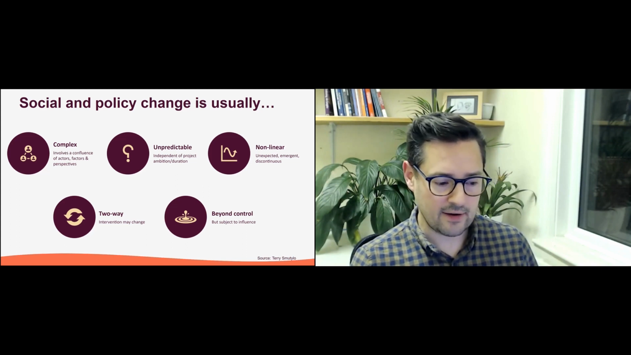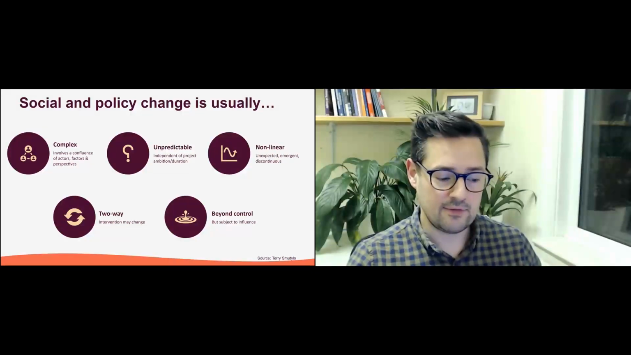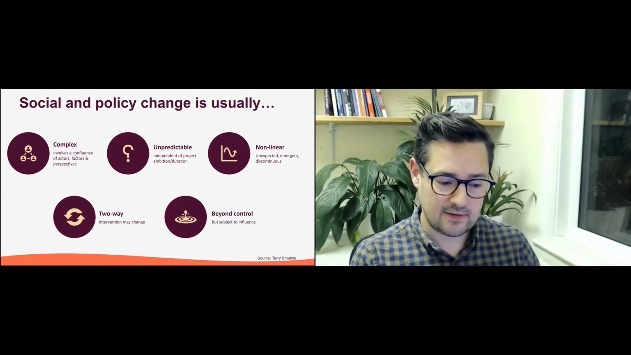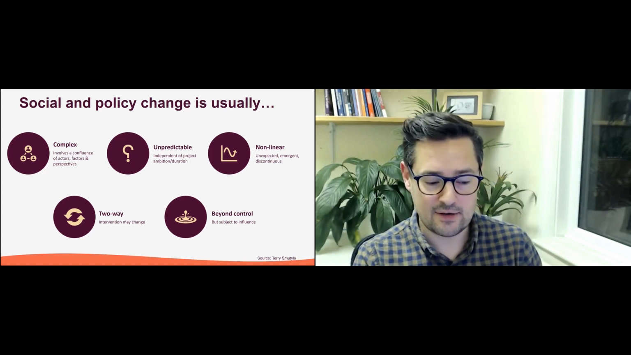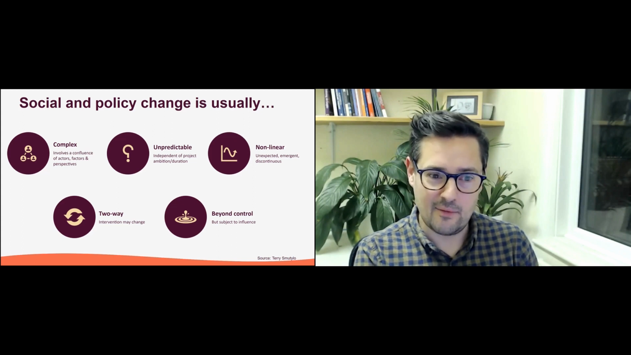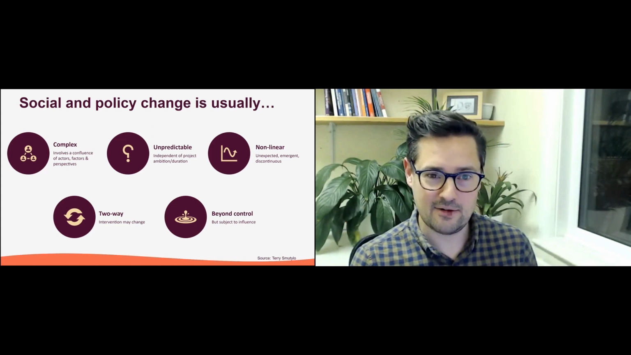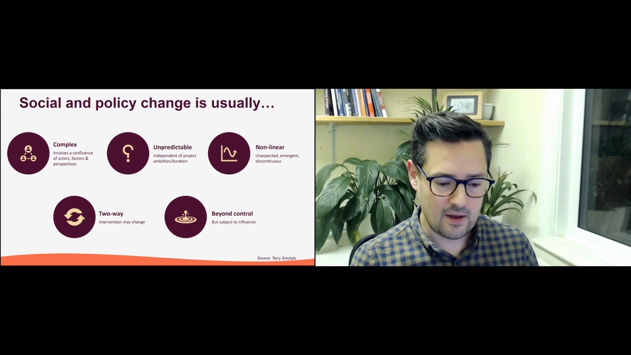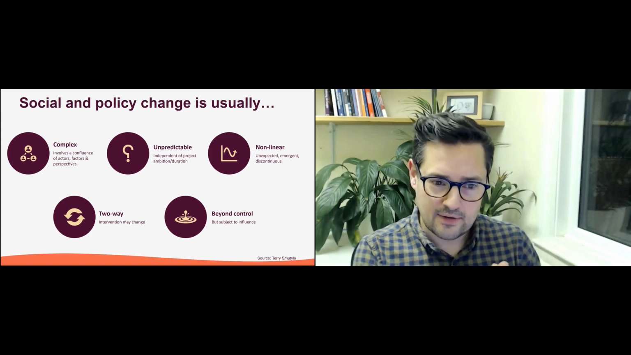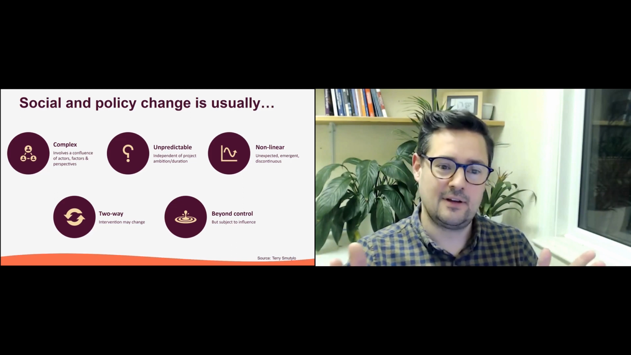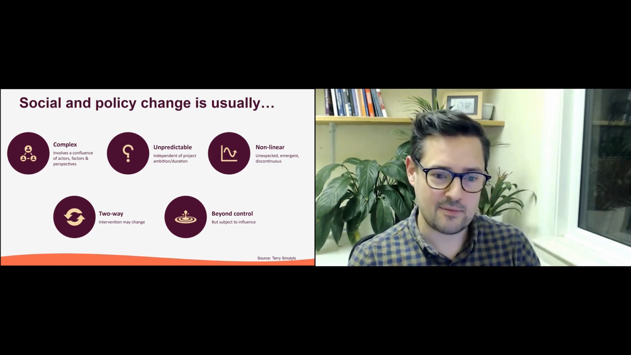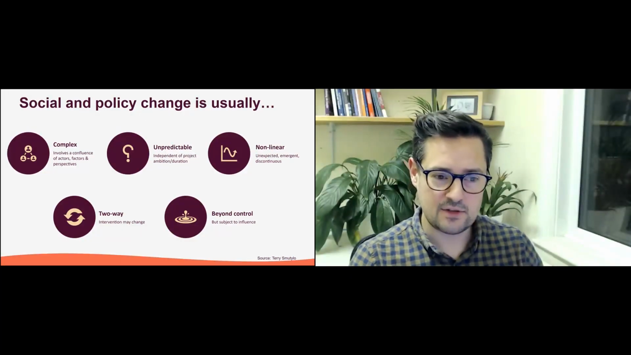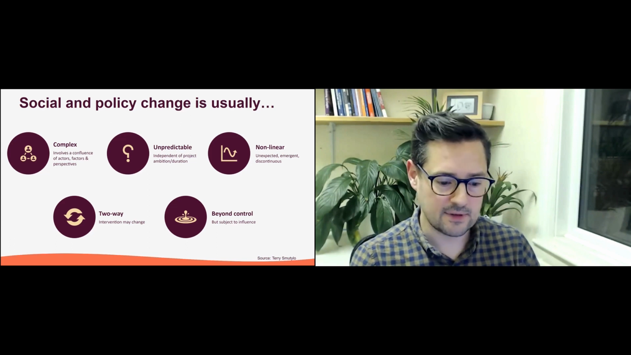Social and policy change is complex because it involves a confluence of different actors and factors and perspectives. It's unpredictable. It's independent of our project ambition and duration. It doesn't matter that our project runs for this 2-year period. Change is happening before and it will continue to happen after. Change is non-linear, so it doesn't follow that a certain amount of effort will produce a predictable amount of output. There's emergence and discontinuity. Things happen at different times.